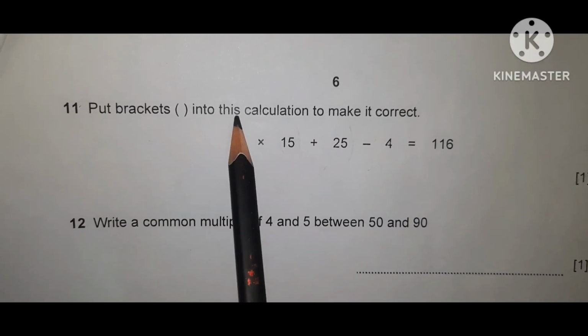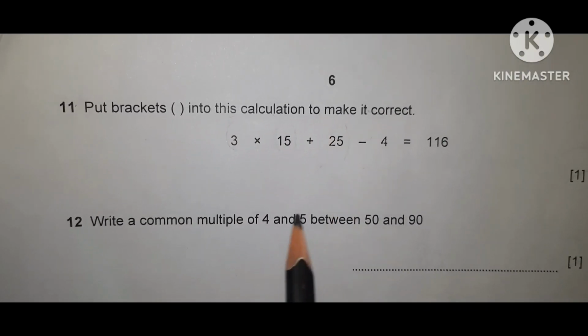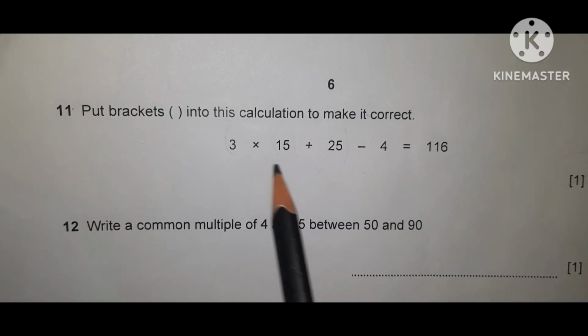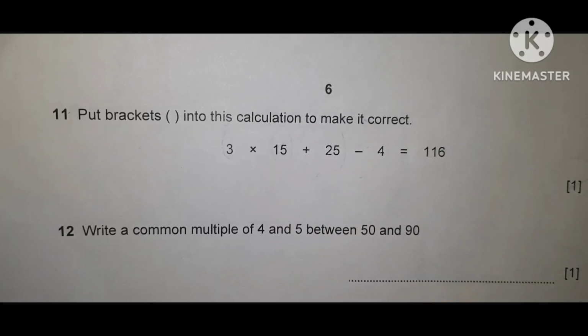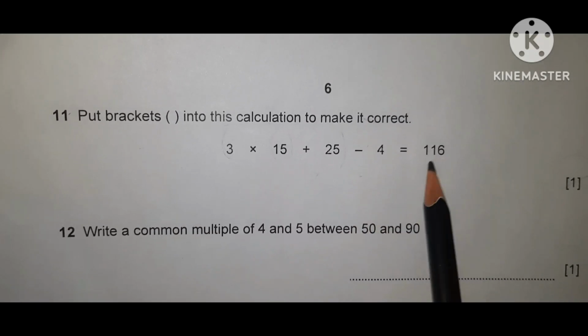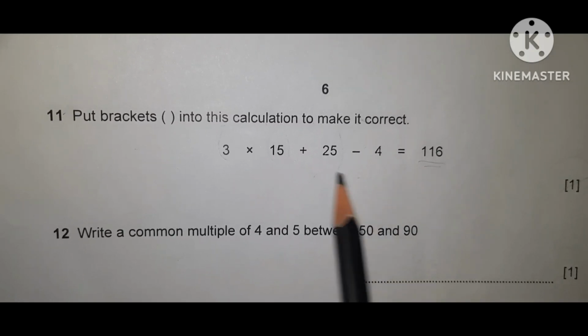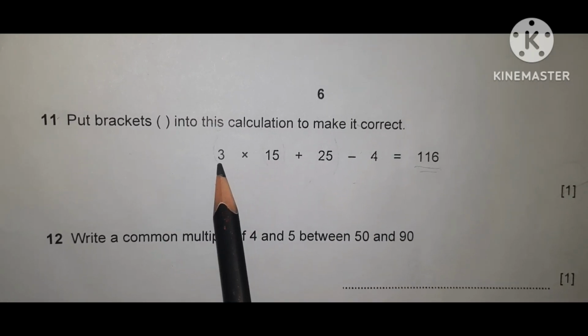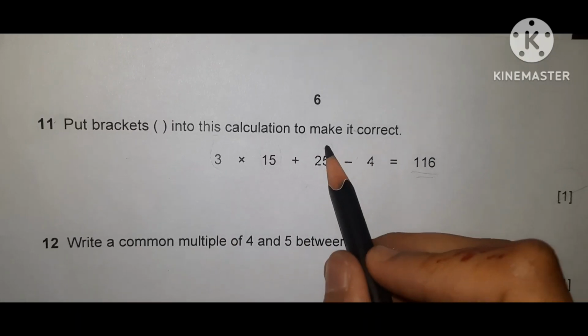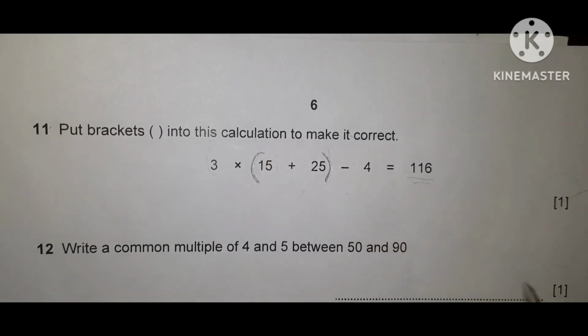Number 11. Put brackets into this calculation to make it correct. So now you know that if you add brackets, that calculation will happen first. So if you see here, the answer is really huge. So obviously the number that you're going to multiply 3 by should be big. So that's why we'll put our brackets here.